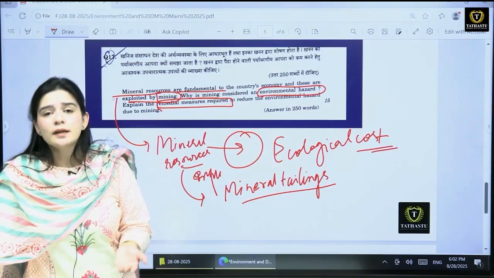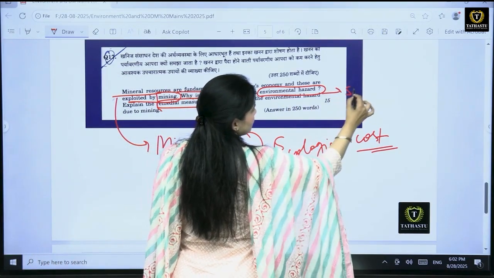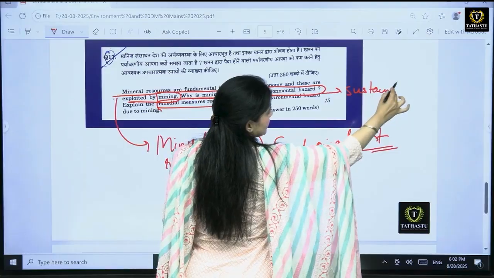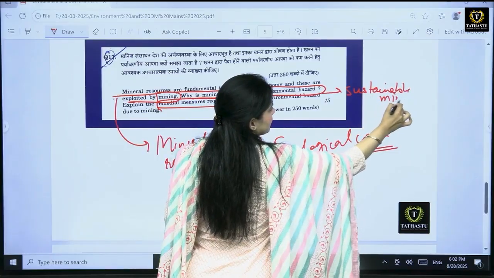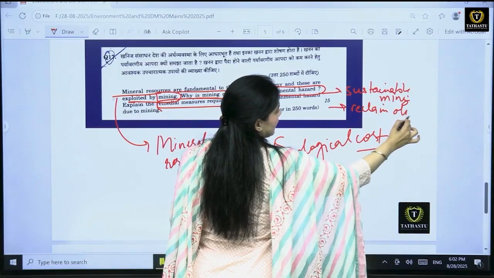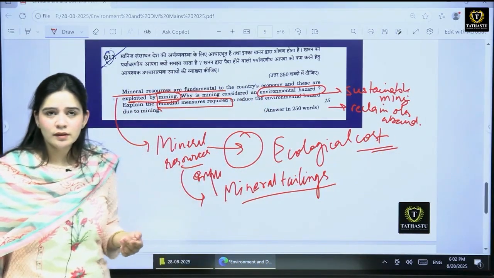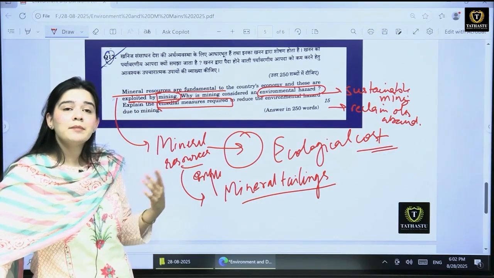What needs to be done? So we need to have what? We need to have sustainable mining. Okay, that is one thing. Then we can reclaim the old mines or abandoned mines. That is another thing. We can reclaim that. Okay. Then we have the MMDR Act.